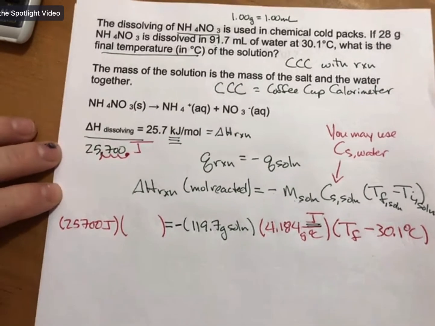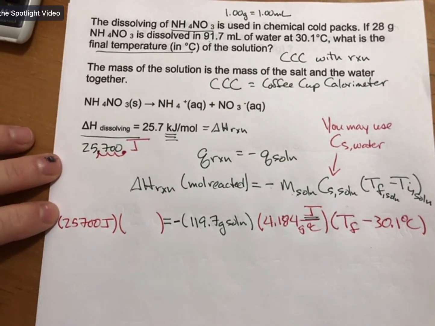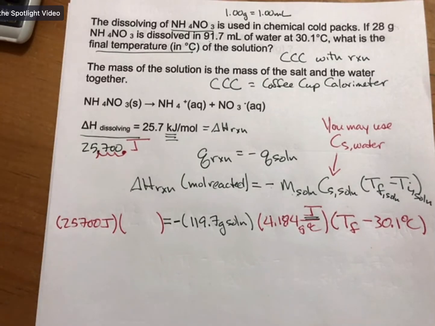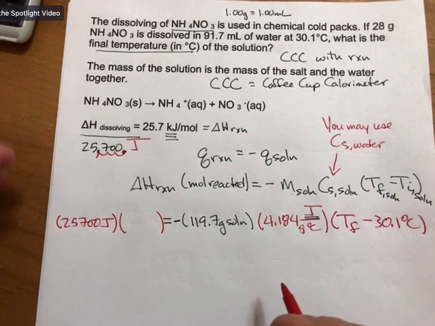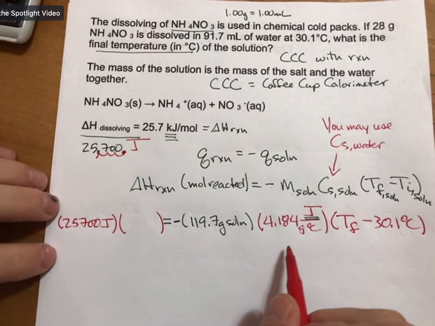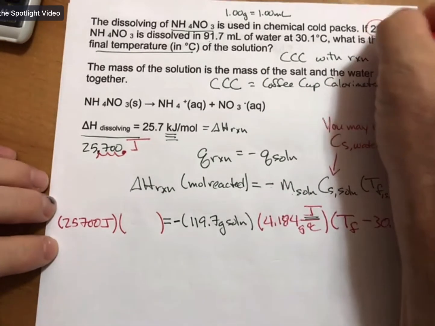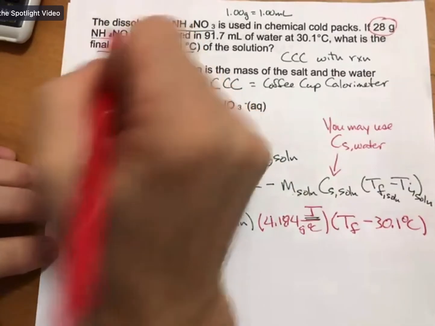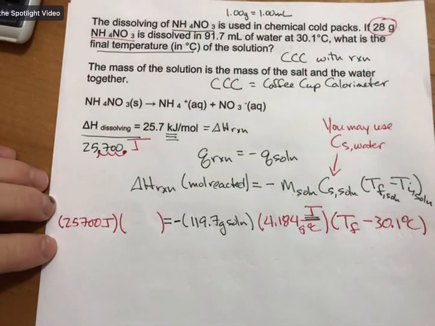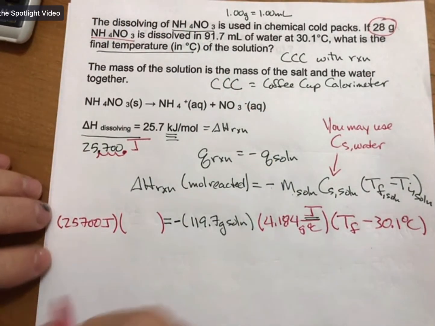And the only thing I don't have is my moles. That's the only thing really for these problems that we know how to do from before, right? The other stuff we're learning right now. We know that we have 28 grams of a substance, and we know how to convert that into moles. Let's go ahead and do it.